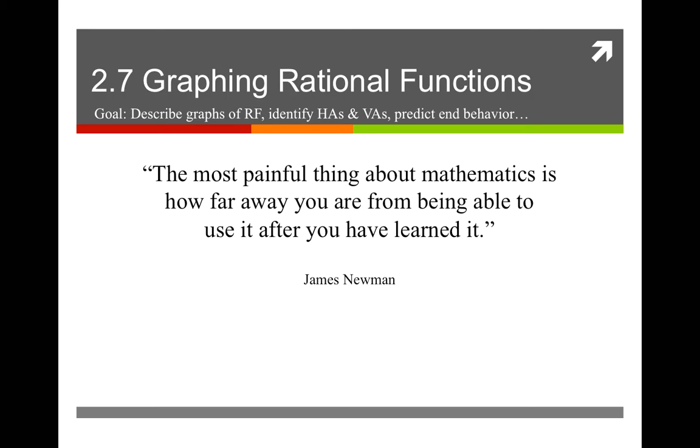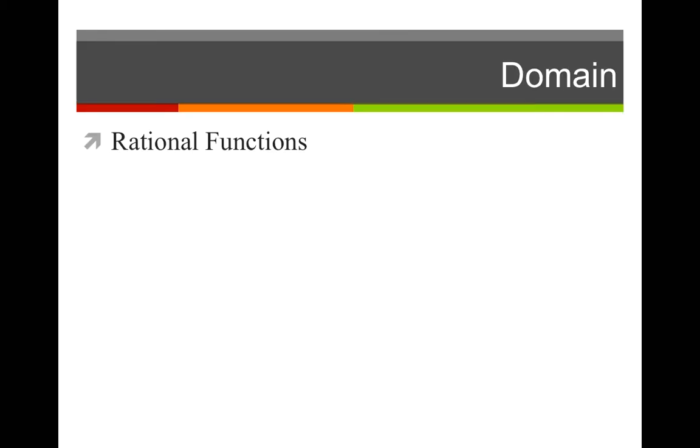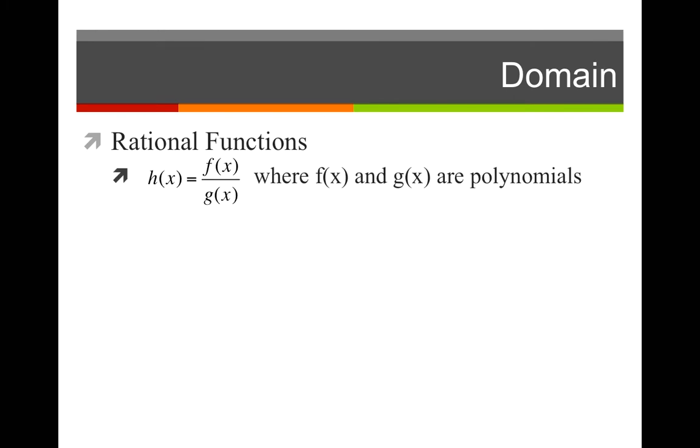Some of the stuff you might recall from last year from your Algebra 2 class, mainly basically what is a rational function? Well, a rational function is one that looks like this. You have an f of x divided by a g of x, and both of those functions are polynomials. So if you're doing a polynomial over a polynomial, you have a rational function.